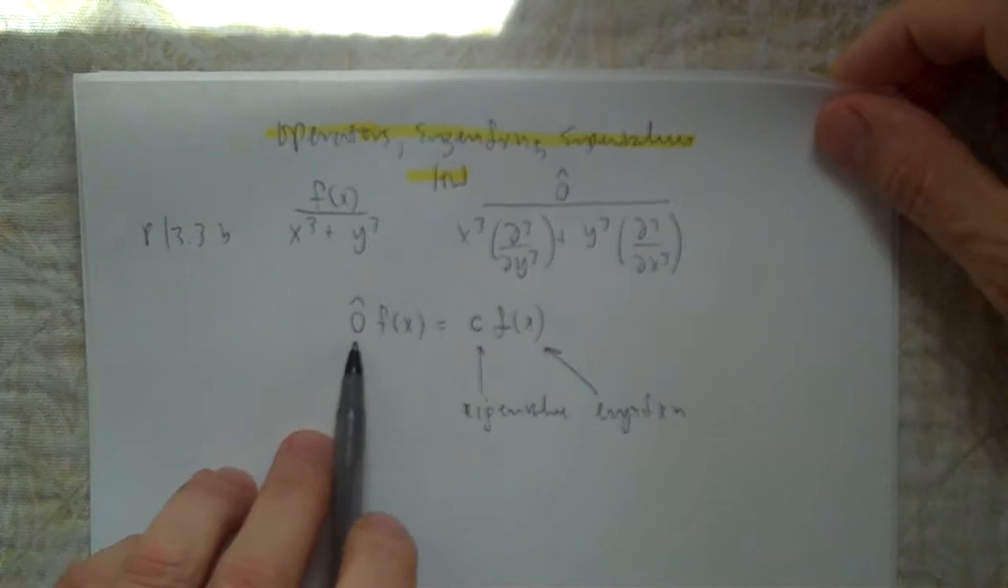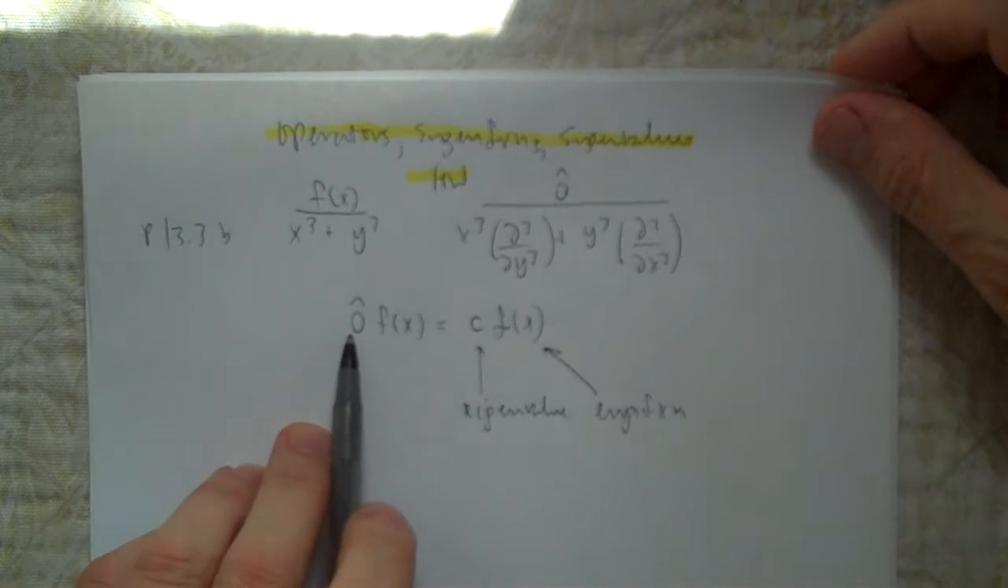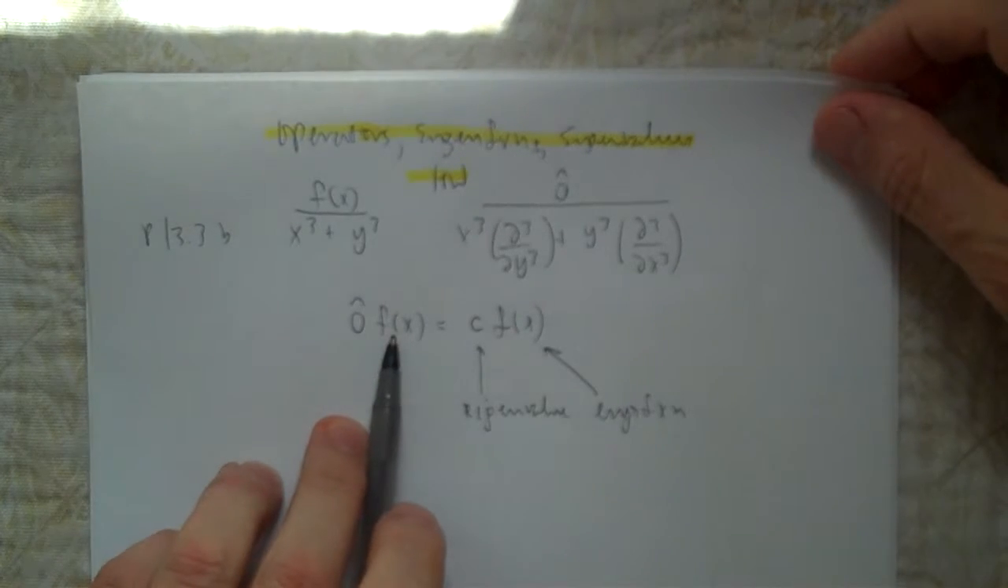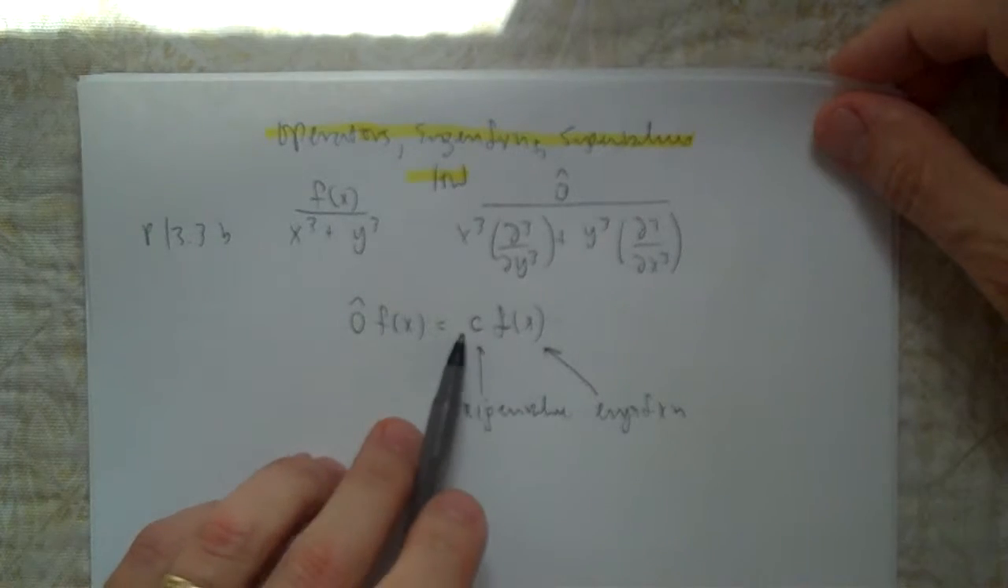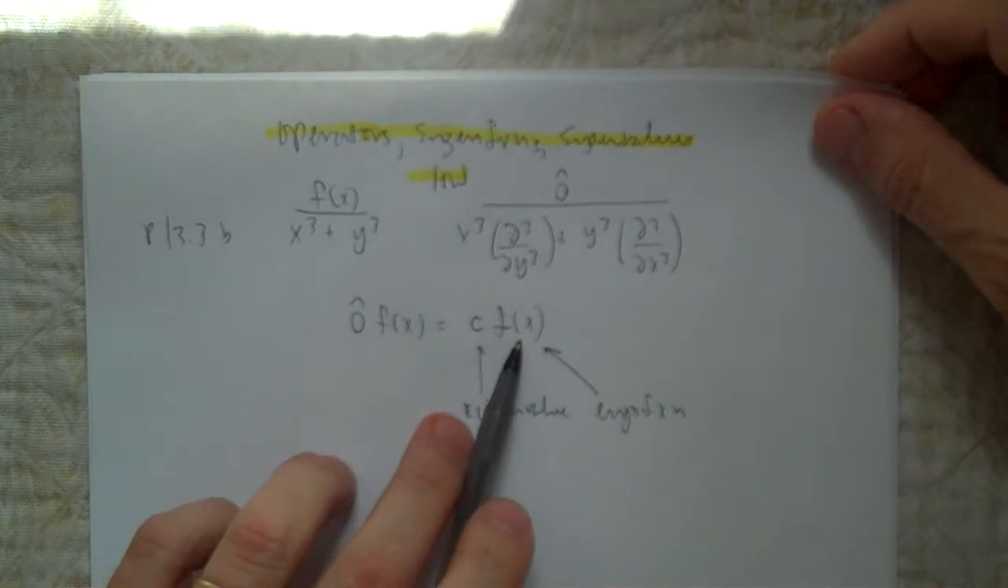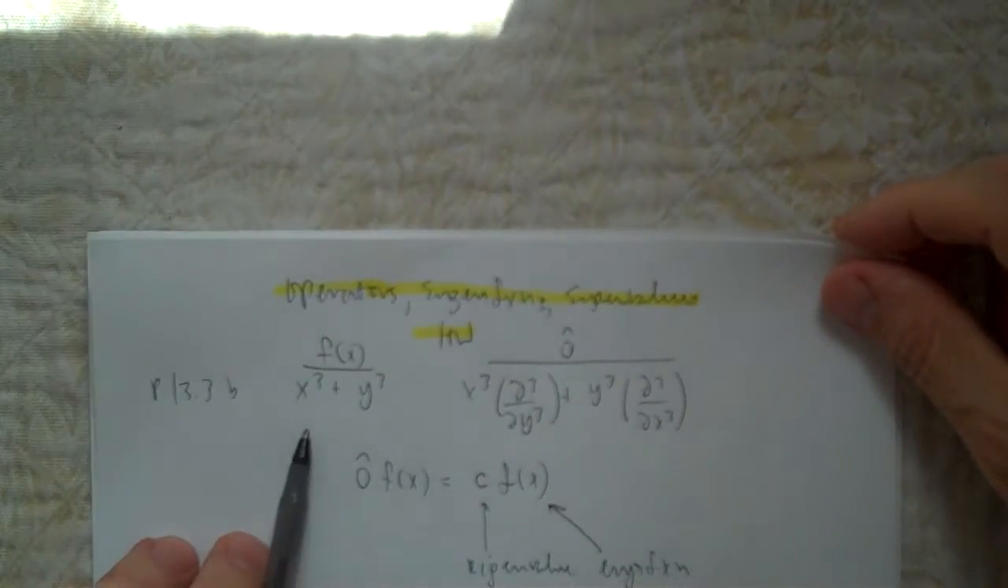So if we have an operator that operates on a function, and if we can factor f of x back out, then we have an eigenvalue, and that turns out to be an eigenfunction. This one's a little bit more complicated than the last one.